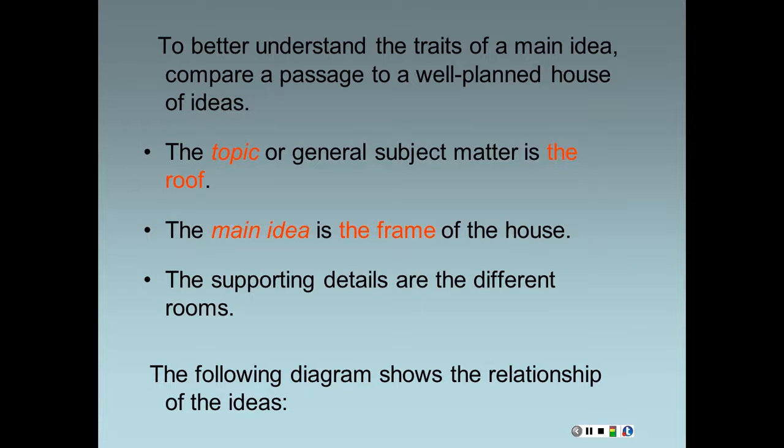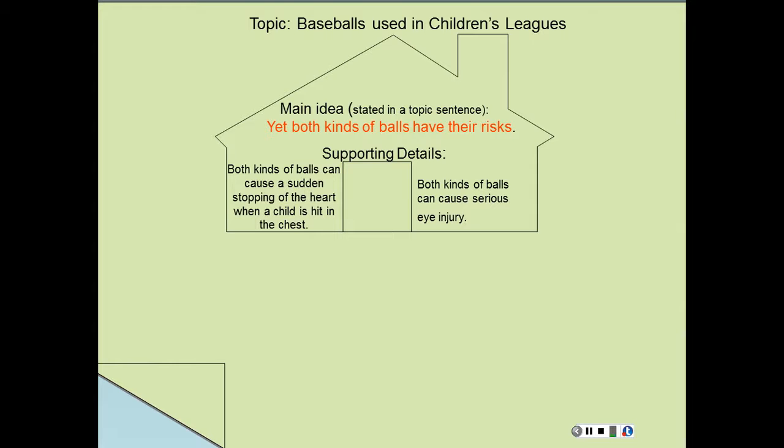To help you better understand the traits of a main idea, compare a passage to a well-planned house of ideas. The topic or general subject matter is the roof. The main idea is the frame of the house. The supporting details are the different rooms. The following diagram shows the relationship of the ideas. Study the diagram. Take note of how the topic, baseballs used in children's leagues, covers the main idea and all the details discussed.